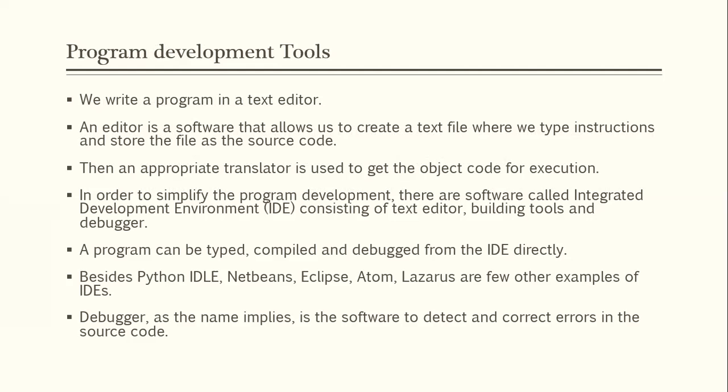Most languages have an IDE, an integrated development tool environment, consisting of a text editor, building tools, and a debugger. A program can be typed, compiled, and debugged all from the IDE directly. Besides Python IDLE, NetBeans, Eclipse, Atom, and Lazarus are a few examples of IDEs. A debugger, as the name implies, is software used to detect and correct errors in the source code.